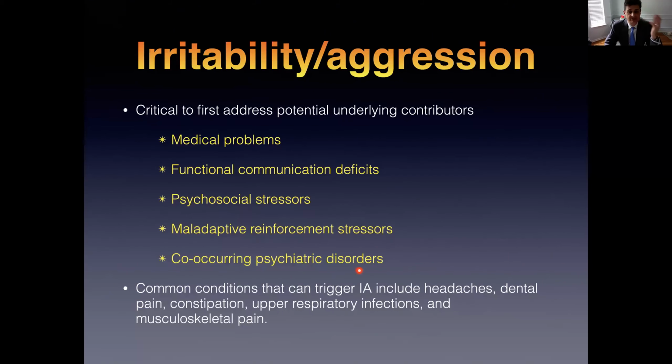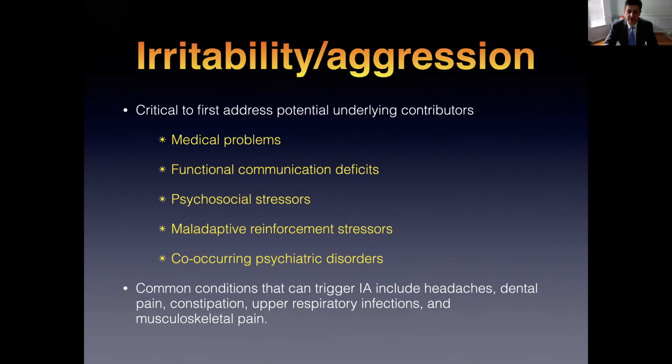For example, insomnia, when poorly controlled, can definitely increase irritability and aggression. And again, with the medical problems, can't say this enough, things like headaches, dental pain, constipation, even something as simple as the common cold, or musculoskeletal pain like bruised ribs, can all lead to irritability and aggression.